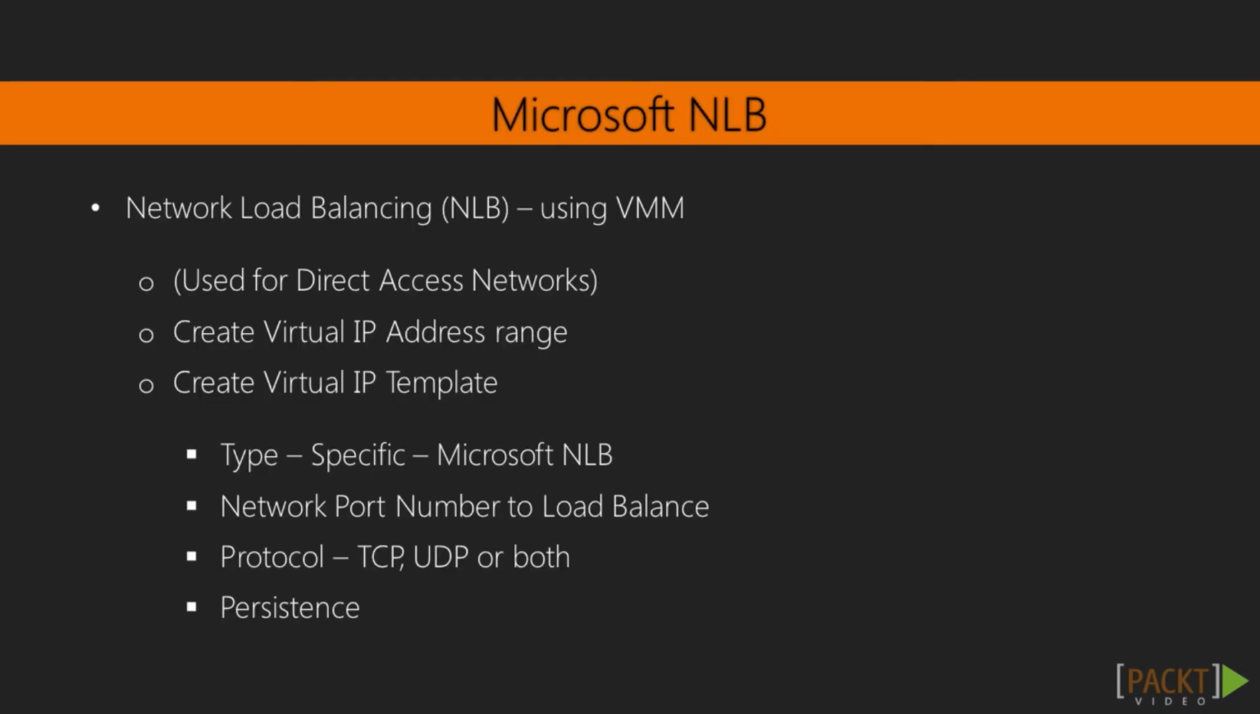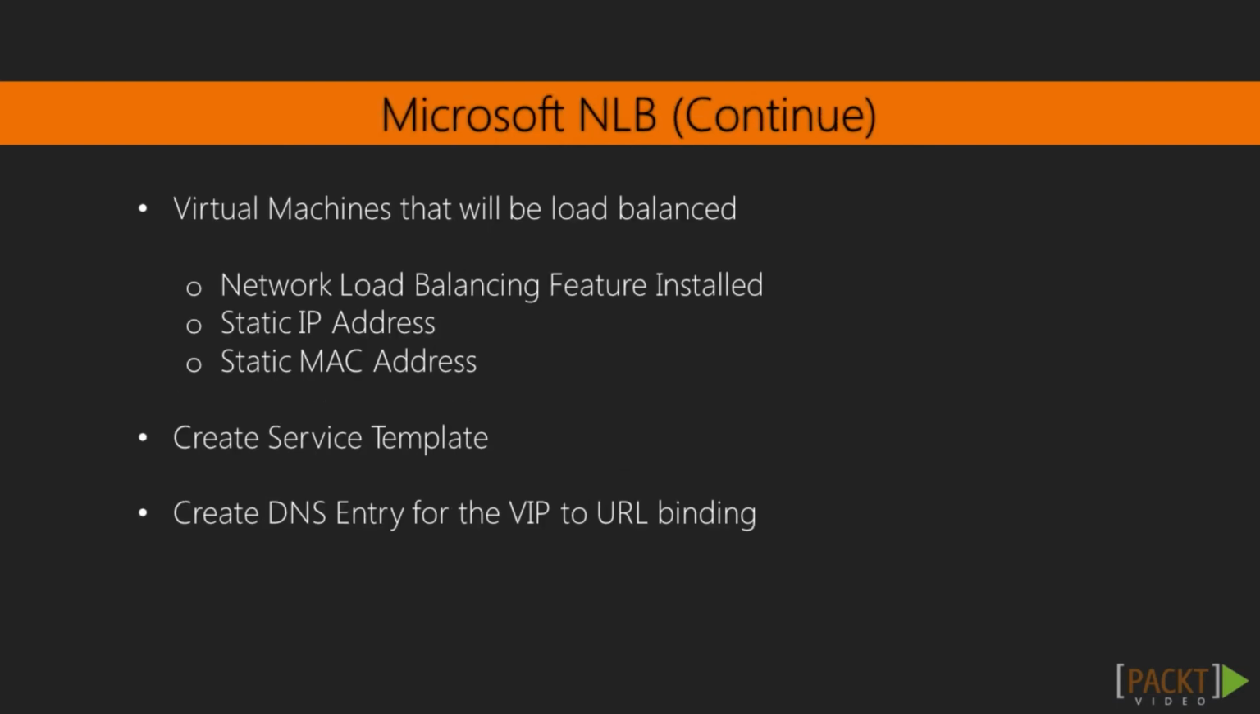In Hyper-V, there are two ways to configure load balancing of virtual machines. The first is for use with direct access networks, and the second is for use with network virtualization networks. For a direct access network, the steps are as follows. Create virtual IP address ranges when you create the IP address pool, and these IP addresses will be used for the front-end VIPs or virtual IP addresses that clients will connect to.